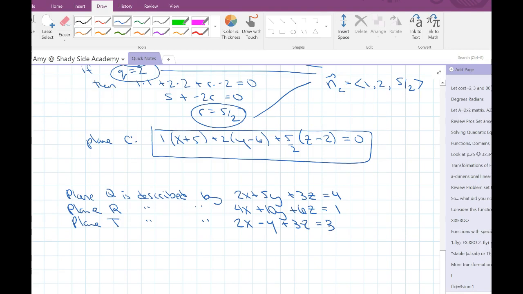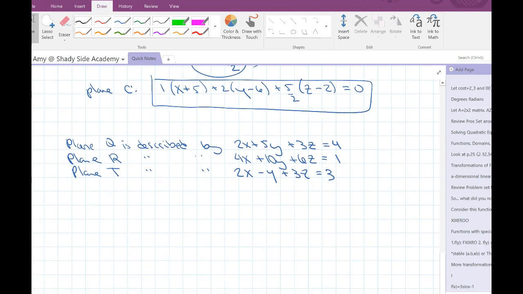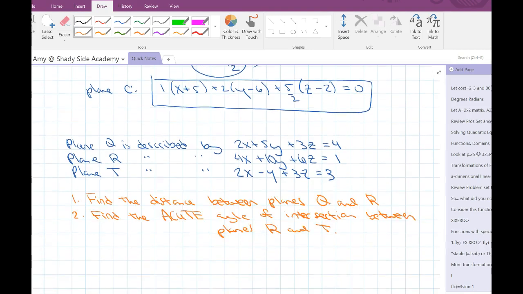Okay, are you ready? Question number 1. I'm just going to pause and then write it down and then replay. Alrighty, here's the rest of your homework, and this is it. You have 2 questions. Number 1, find the distance between planes Q and R. Okay, that's what we just did in class. Oh, but number 2, find the acute angle of intersection between planes R and T.